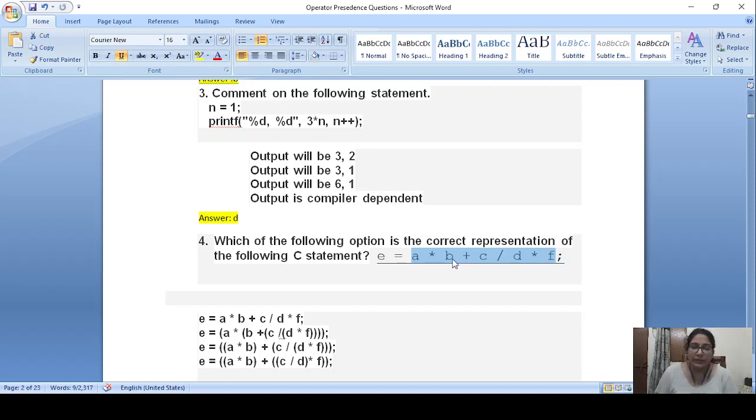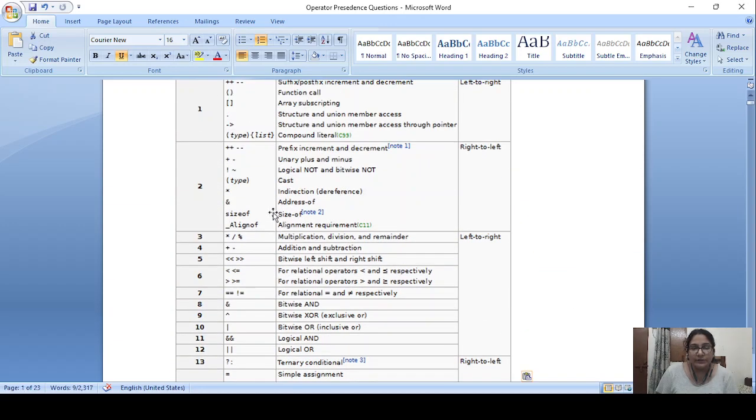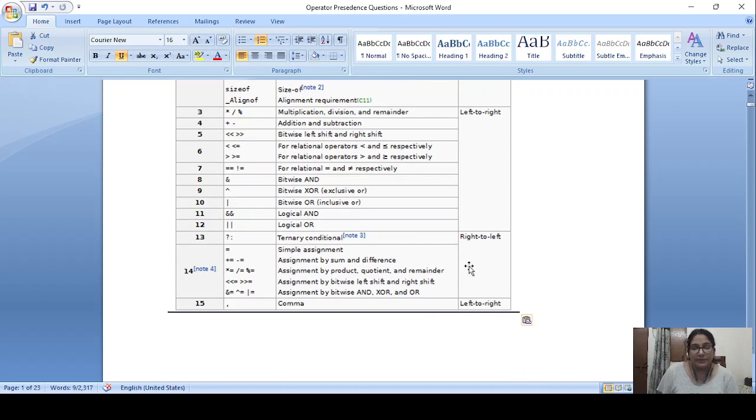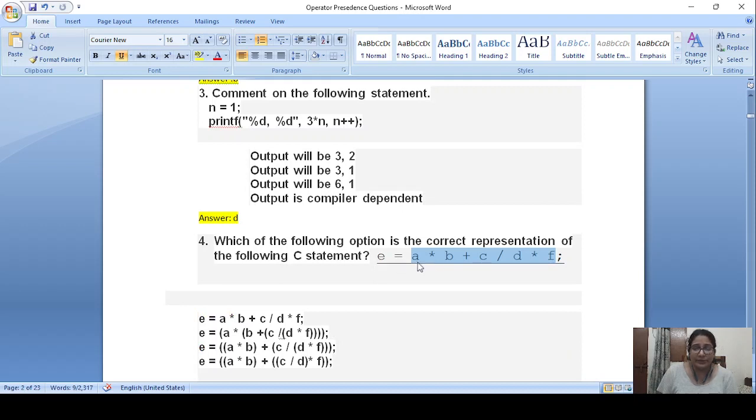Again, it will come to B. B will have two operators, that is multiplication and plus. Again, it will see its code table and see that multiplication is here and plus is here. So multiplication is again higher precedence. Then when you evaluate that expression, A multiplied by B will be evaluated first.